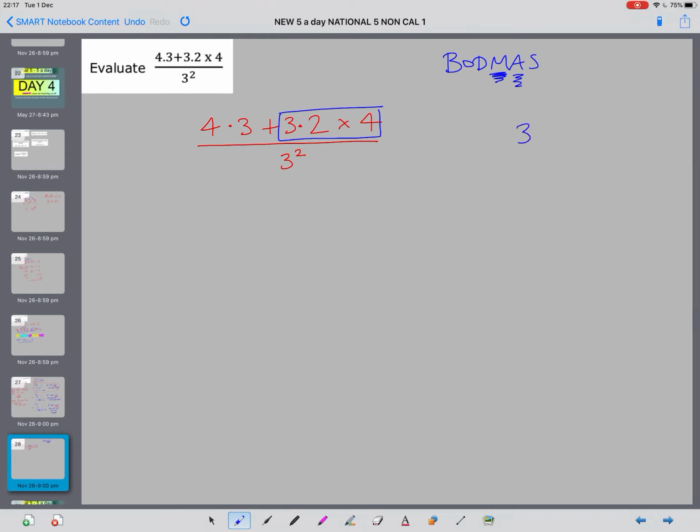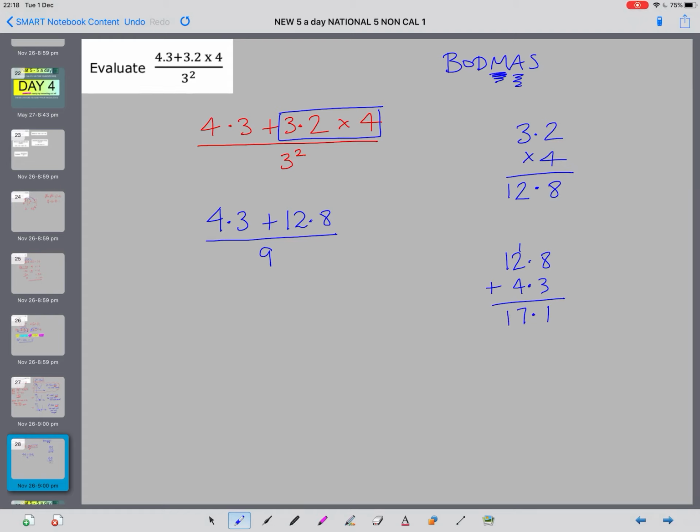So I just took this to the side, and did 3.2 multiplied by 4. 4 times 2 is 8, put your decimal point in. 4 times 3 is 12. So I can rewrite that top line to be 4.3, add 12.8, all divided by, and 3 squared is 9. Again, over to the side, if I do the top line again, so we've got 12.8, add 4.3, make sure your decimal points are lined up underneath each other. 8 add 3 is 11, 1 there, carry your 1, 4, 5, 6, 7, put your decimal point in, so it's 17.1.